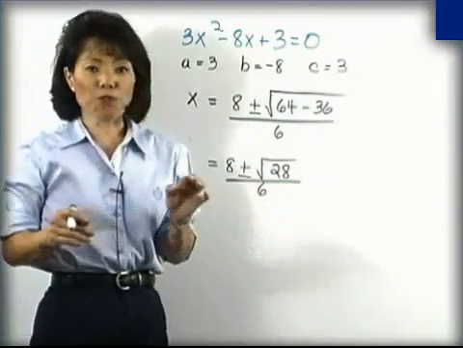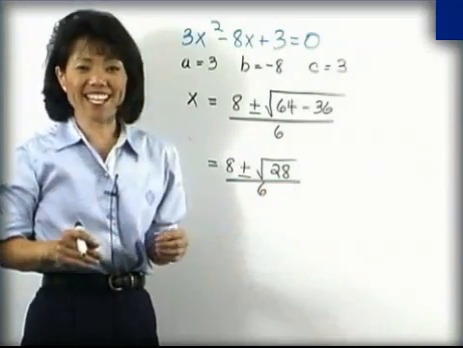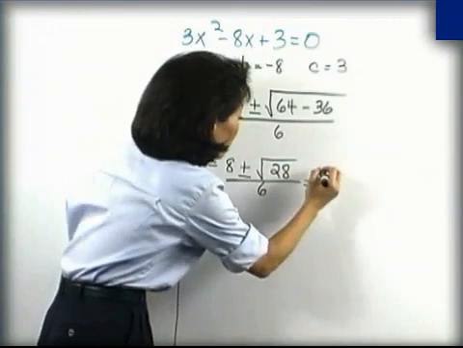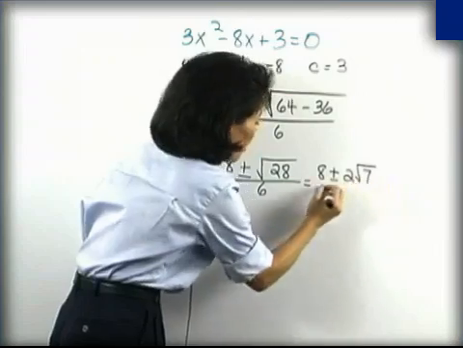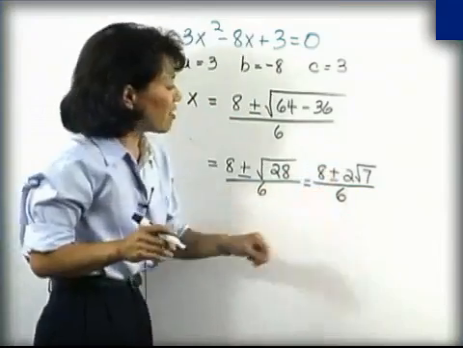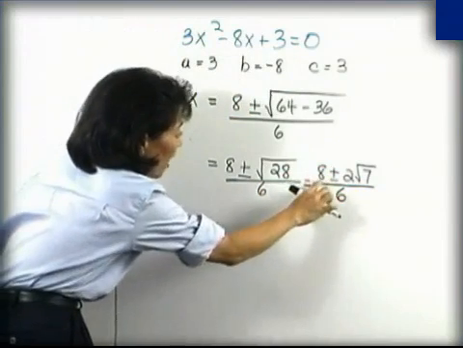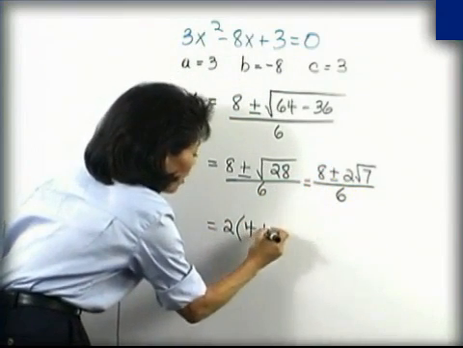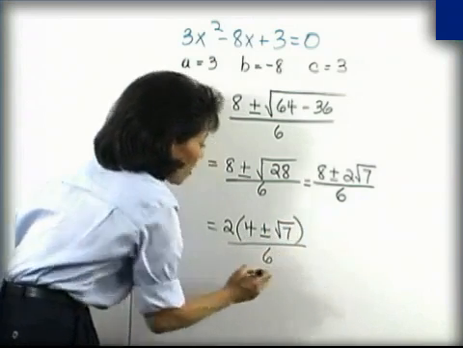In this case, I hope you're getting good at identifying perfect square factors of these radicands. 28 is 4 times 7. So the square root of 4 times 7 is the same thing as 2 times the square root of 7 all over 6. Now we're almost done with this. The only thing I see is one common factor. So we're going to go down here and factor out the common factor of 2. And we're left with 4 plus or minus the square root of 7 all over 6.